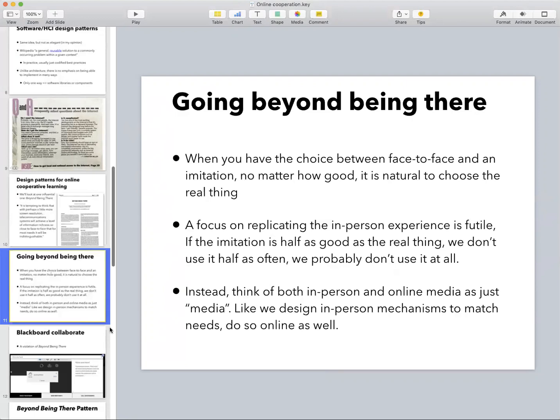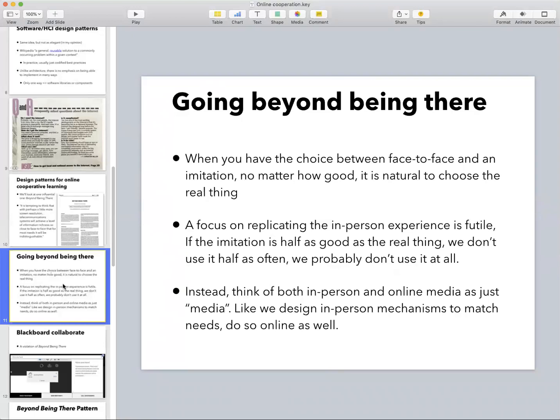So what do they suggest instead? Instead, they suggest think of both the online world and the in-person world as just media. Like we design something for an in-person media, design similarly for online media.